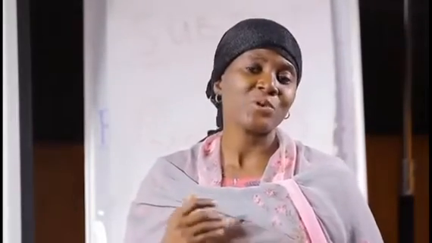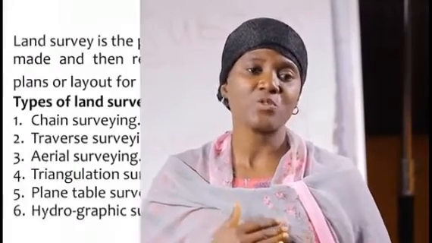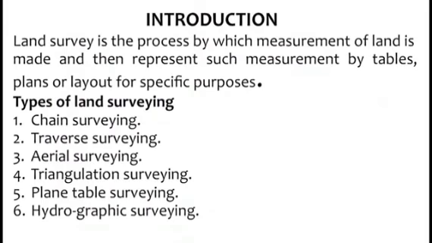I'll summarize the lesson before we finish. That is for the purpose of emphasis, and these are topics that might come out in your exam, so please pay careful attention. During the course of our lesson, we defined land surveying, and then we talked about the types of land surveying, which include chain surveying, traverse surveying, aerial surveying, triangulation surveying, plane table surveying, and hydrographic surveying. Our concentration was on chain surveying, which is based on linear measurements, where we measure length and breadth.